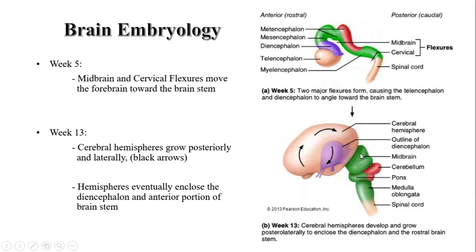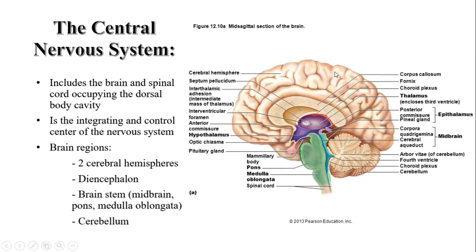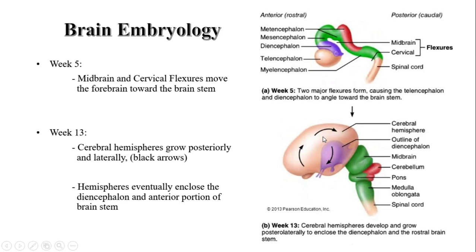Not fully enclosed. If you were to dissect a brain and grab this portion of the cerebrum and then the cerebellum, you can actually pull them apart and see these portions of our midbrain. So what's really enclosed is the diencephalon and a little bit of the anterior portion of our brainstem. That's really just what's happening during week 13.